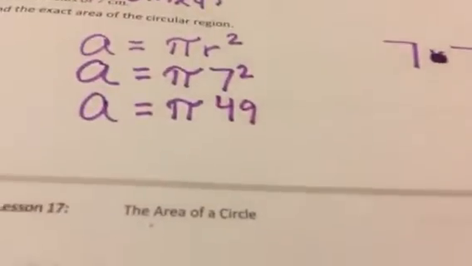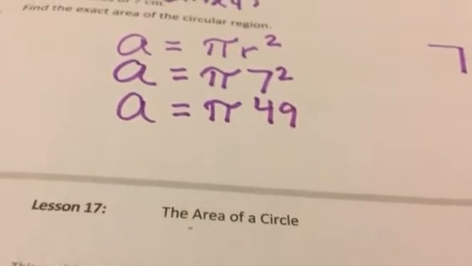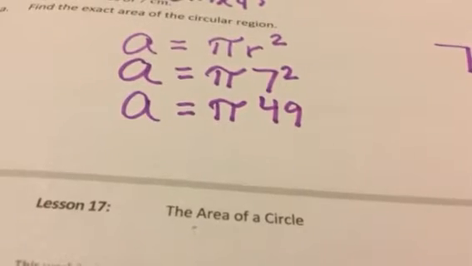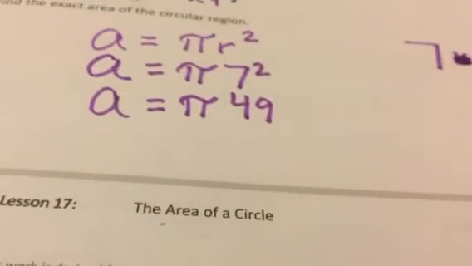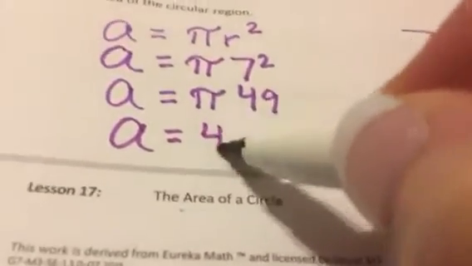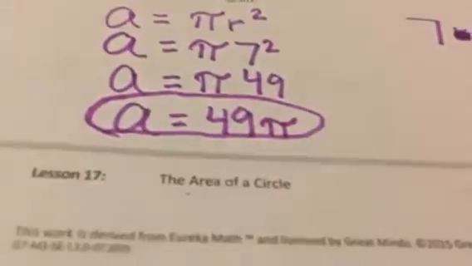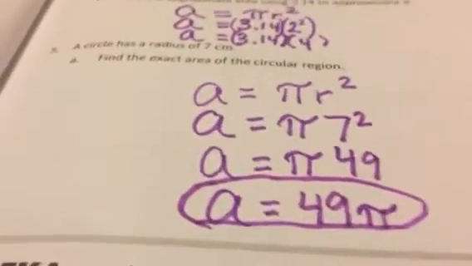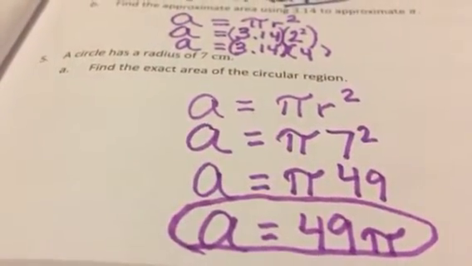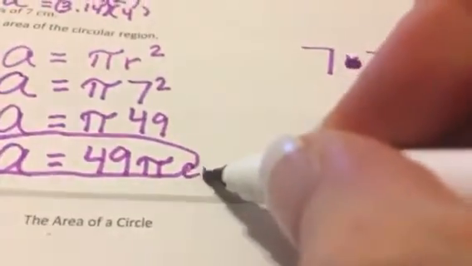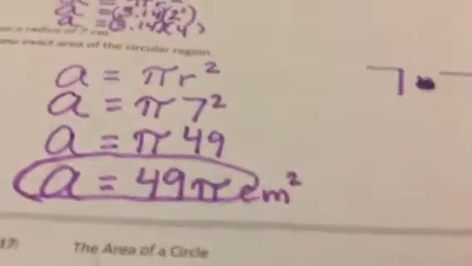Now we're not done because remember what we said about your final answer? What did we say about the final answer? They would prefer that you write the coefficient first, the numeral first, and then the pi symbol. Okay? That's your final answer. Let's look up and see. Find the exact area of the circular region. We do need our units. Sorry about that.